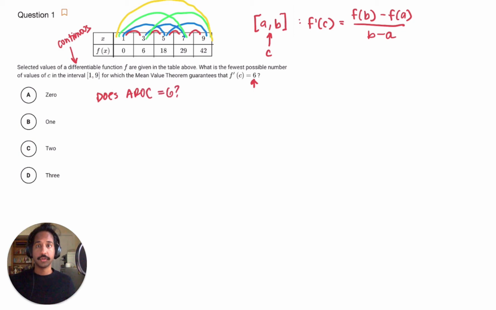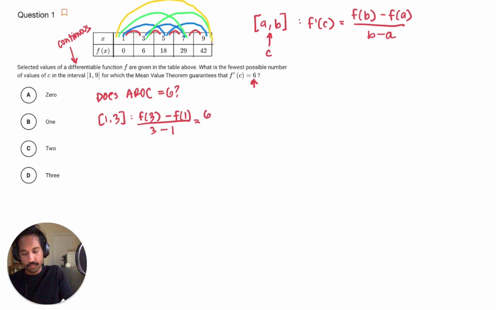And so we're going to start with those smaller intervals, and I'm going to write them here, 1 to 3. To do that, we have to do f of 3 minus f of 1 over 3 minus 1. And we're going to replace those values. F of 3 I see is 6. F of 1 is 0, over 3 minus 1, which would be 6 over 2, which is 3. That's not 6, so that doesn't count. Nope. Now let's test the next interval, 3 to 5.